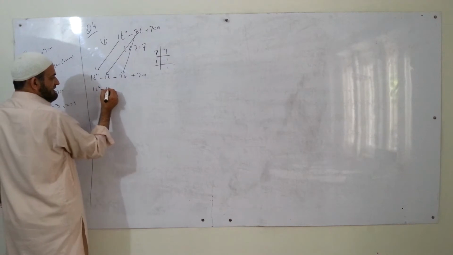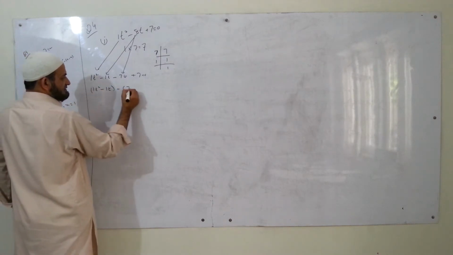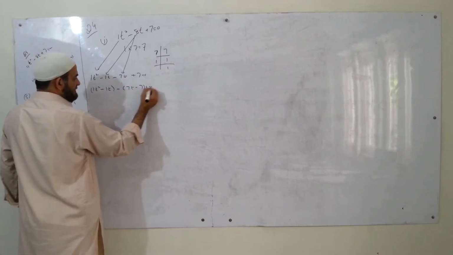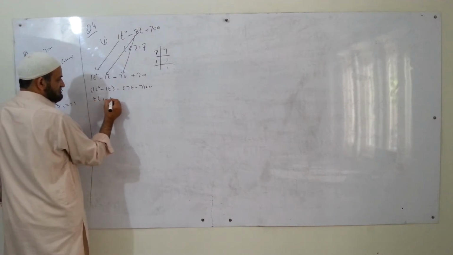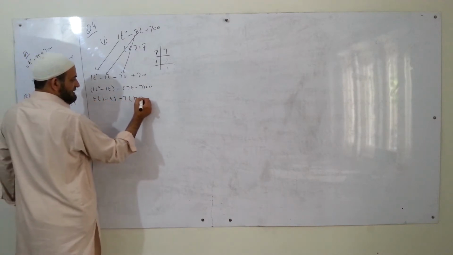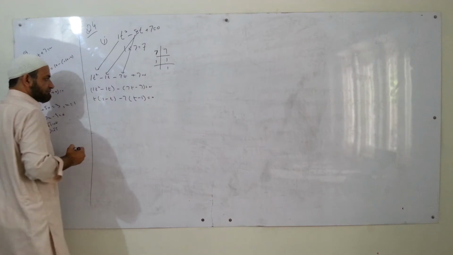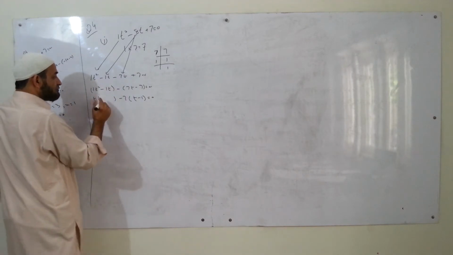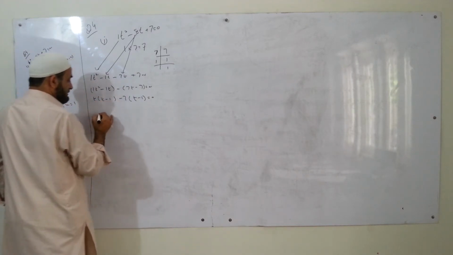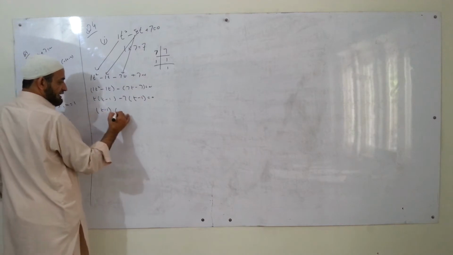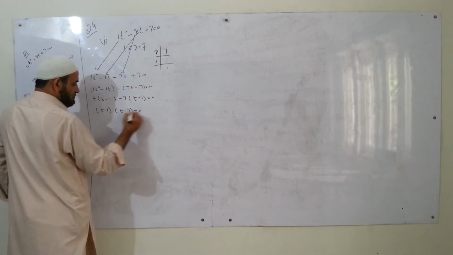First and second terms in one bracket, third and fourth terms in the other bracket. t is common in the first: t minus 1. Minus 7 is common in the second: t minus 1. Equal to 0. Now, (t minus 1)(t minus 7) equal to 0.